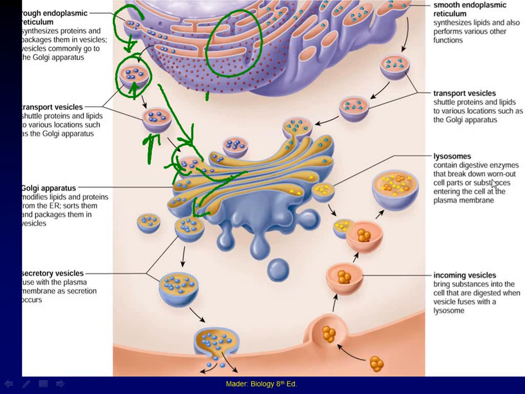Notice how this vesicle is now budded off the Golgi and is moving toward the plasma membrane. So that's the plasma membrane. And that vesicle just blends in with the plasma membrane and becomes part of the membrane right there as the molecules are released to the outside of the cell. That is called exocytosis. That's leaving the cell by vesicle.